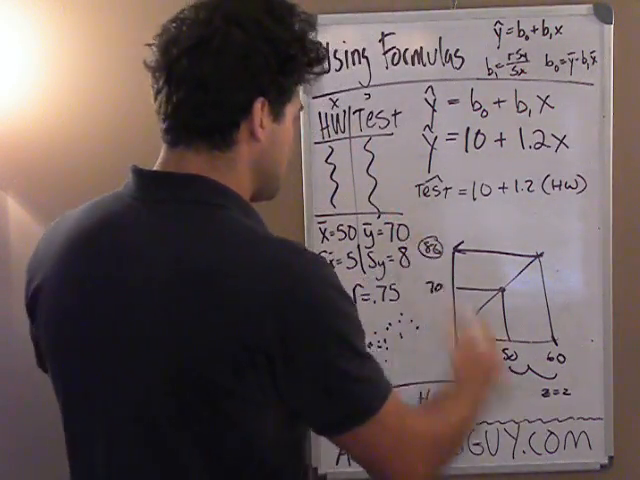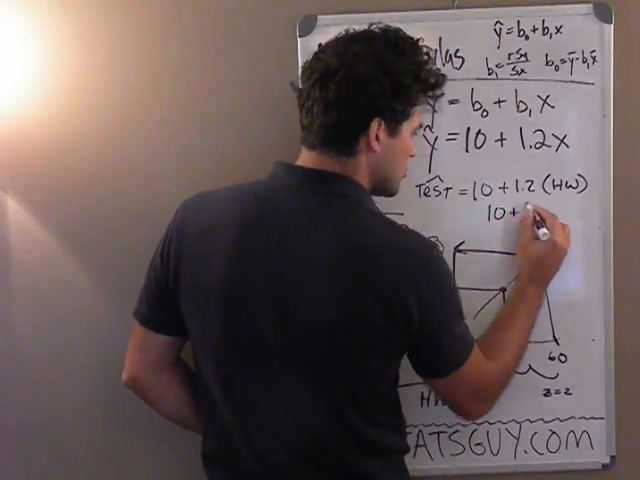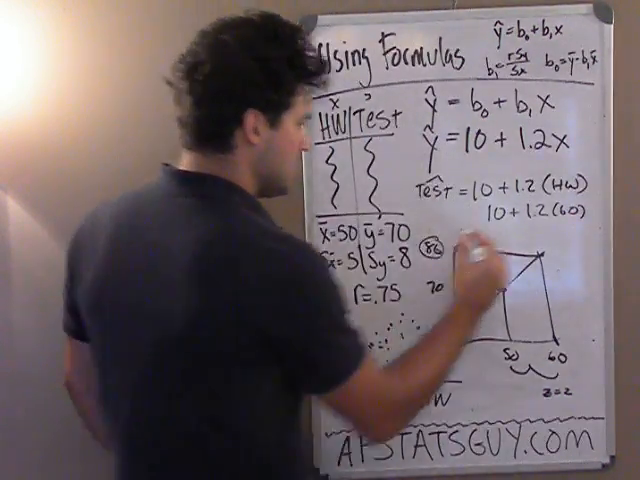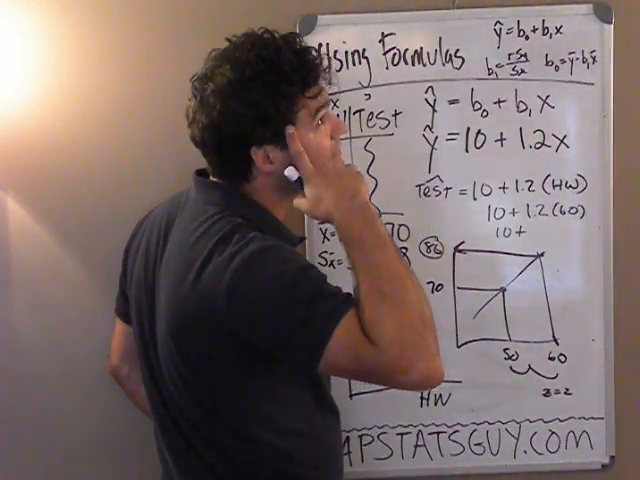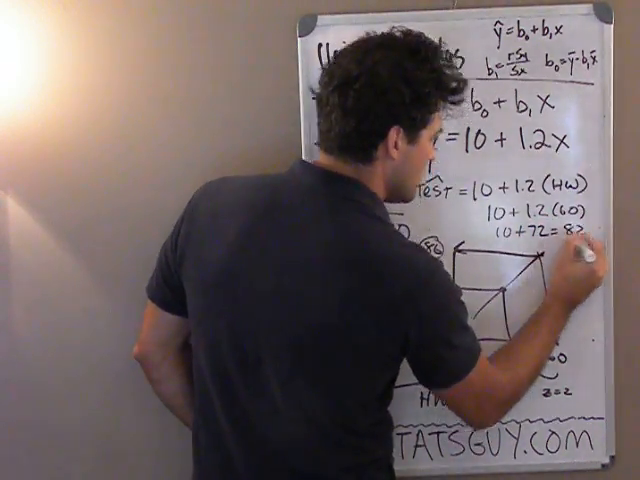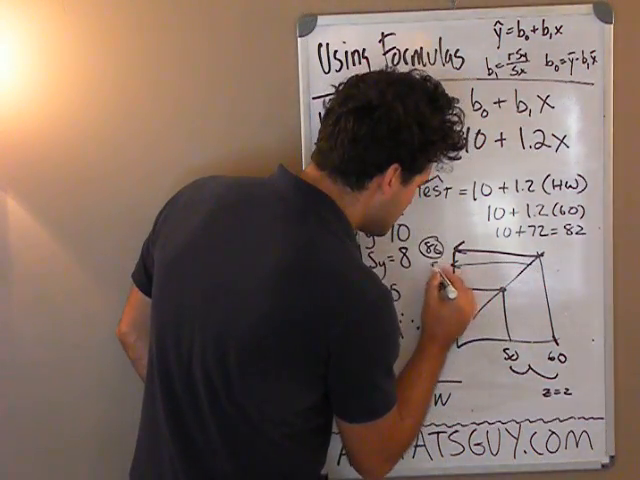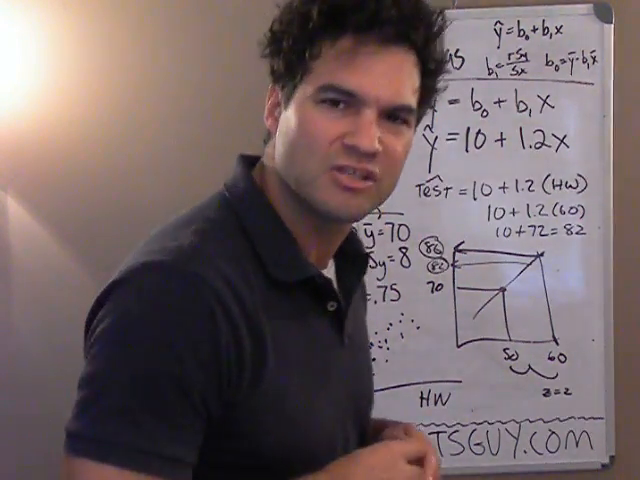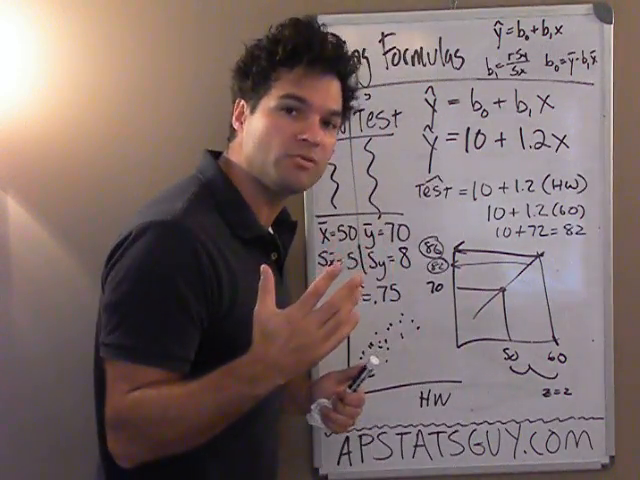So let's take 60 and put it in here. 10 plus 1.2 times 60. Okay. 12 times 60, 72. Gives me 82. So my prediction is only, oh man, 82. Oh, it's not 2 standard deviations above in the Y direction, is it? But it's not supposed to be.